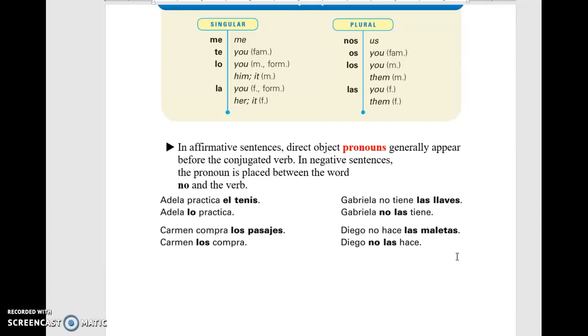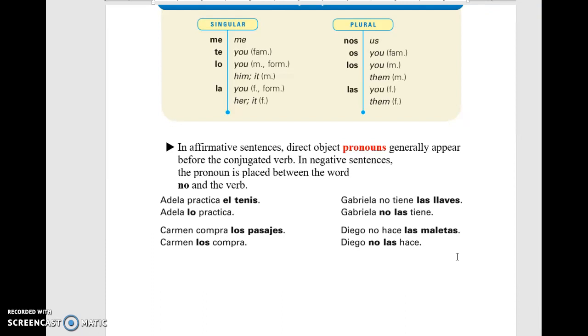So, Adela practica el tenis. We will replace el tenis, because it's masculine and singular, with lo. So lo goes right in front of the verb. Our verb is practica. Adela lo practica. Carmen compra los pasajes. So Carmen buys the tickets. Okay, what does she buy? Los pasajes. We're going to replace that, as it's masculine and plural, with los. So Carmen los compra.